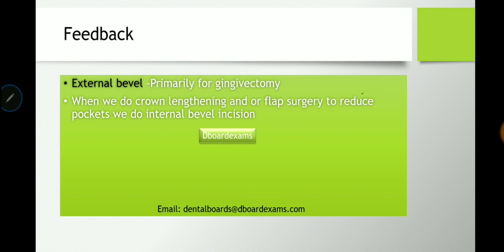Okay, very short but very important key. All right, so keep that in mind.